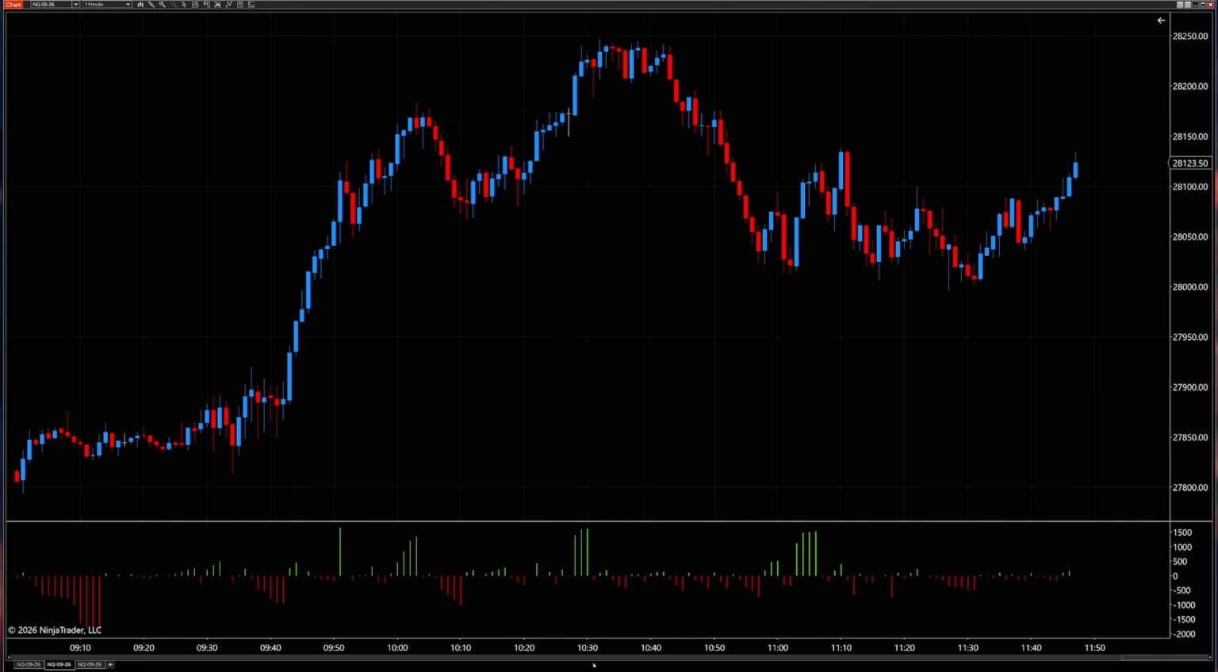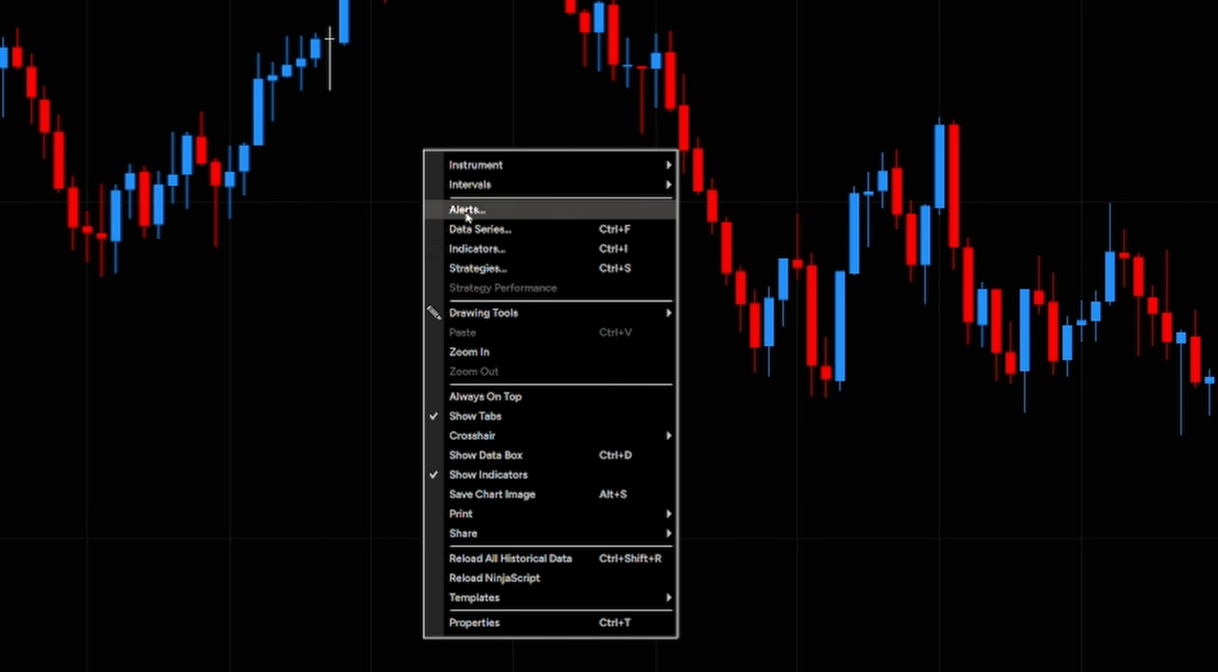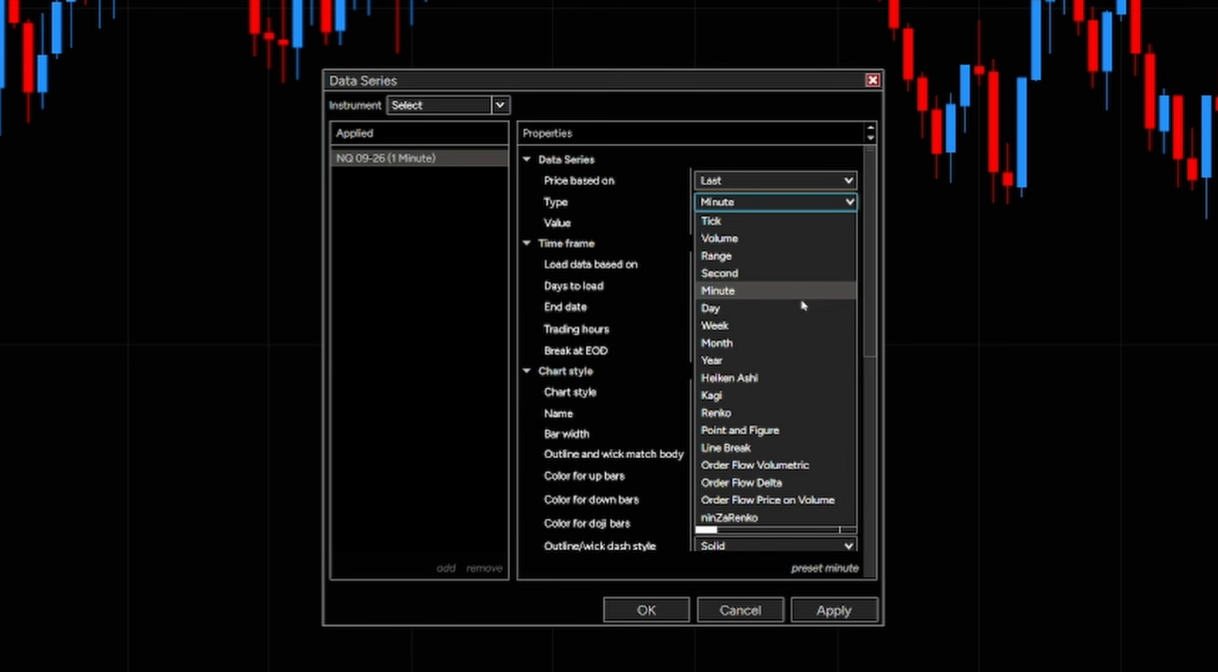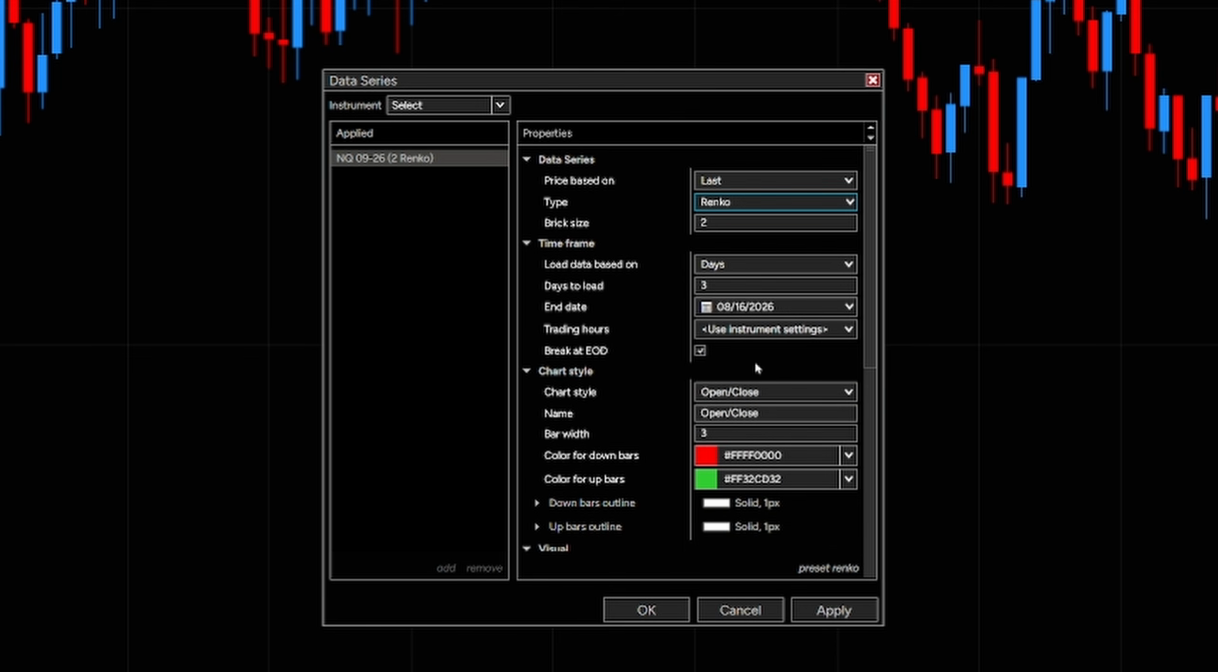Now, if you ever try to add Renko charts to your NinjaTrader chart, what you'd want to do is right click on the chart, where it says data series, click on that. Then right here where it says type, this is going to be the bar type. Right now, this chart is set to minute, on the 1 minute interval, but you can scroll down to where it actually says Renko. And if you select Renko from there, it wants us to then select the brick size.